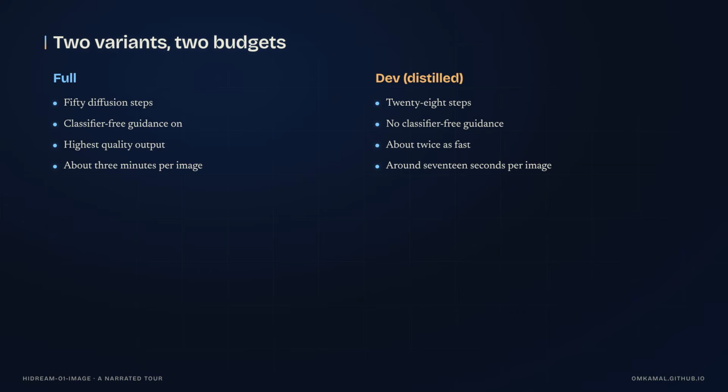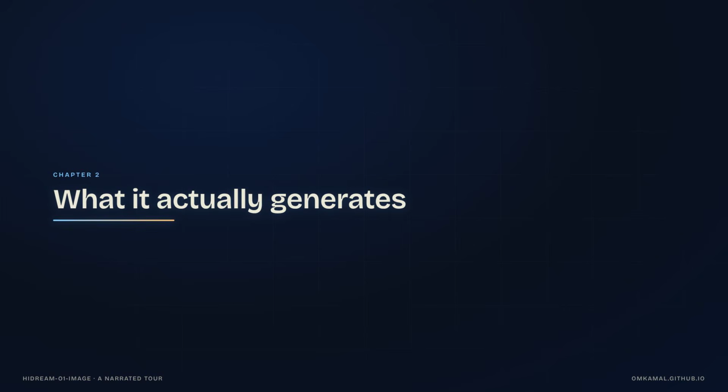There is also an FP8 quantization available, but it is built specifically for Comfy UI integration and will not work with the standard inference code. Now, let us look at 7 real examples, covering all 5 generation modes, plus 2 architecture diagrams to show where the model really shines and where it stumbles.